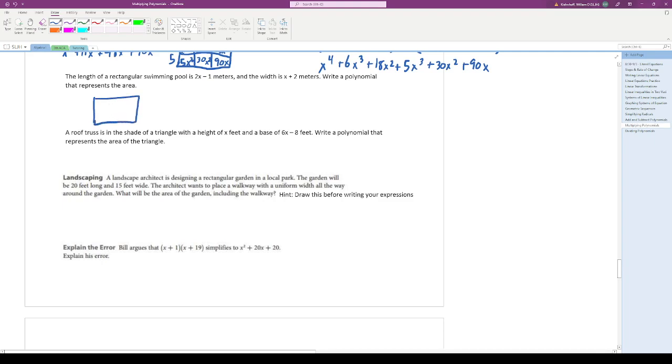So length and width, we consider width left to right typically. So we're going to consider the length of the up and down, or the height. So the swimming pool is 2x minus 1 in length and x plus 2 in width. Remember, the area of a rectangle is base times height, or in the way they specified it, length times width. So we're going to multiply these two polynomials together.